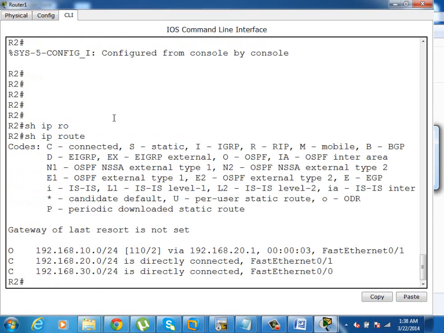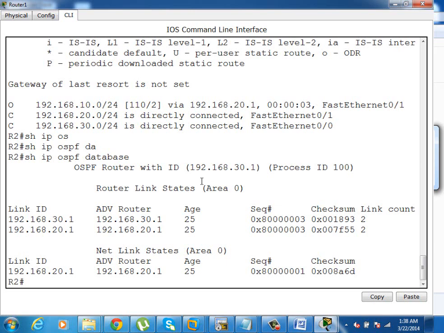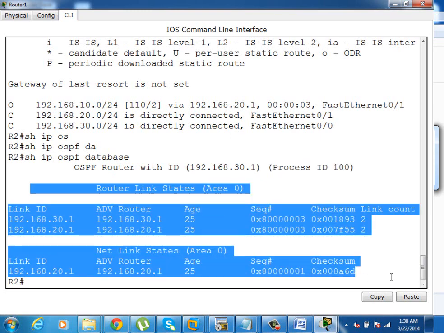So how can we see this process ID? Show IP OSPF database, enter. You can see the number here for the ID. What is the process ID? 100. So this is actually the database for OSPF. This is 100, meaning only one database. If I have more than one, I can see the same instance two or three times with a different ID or process ID.